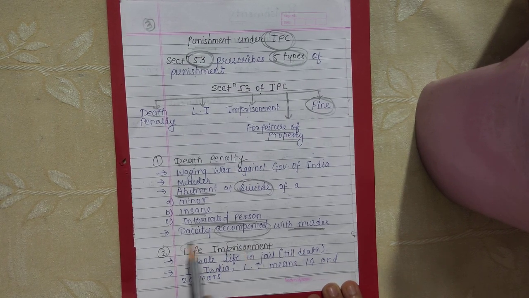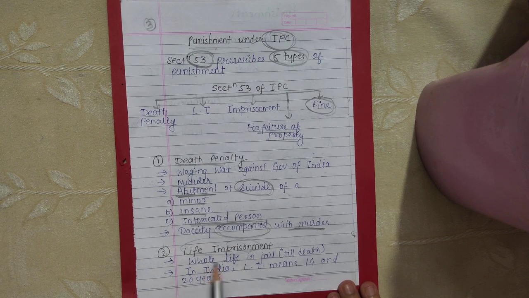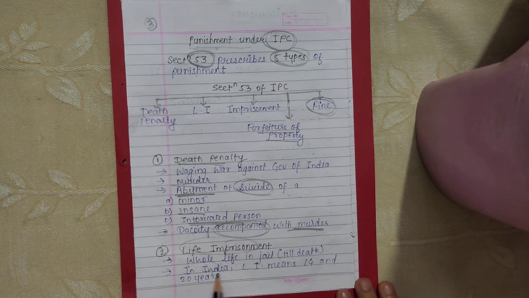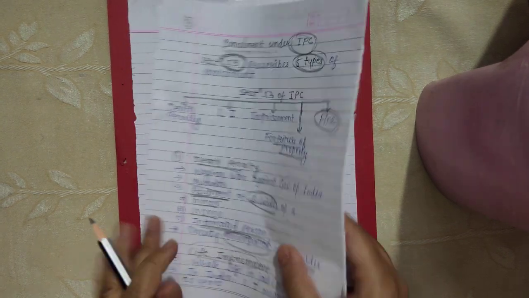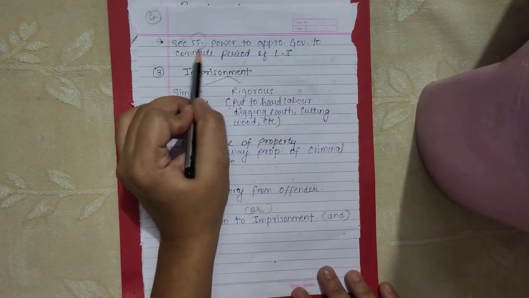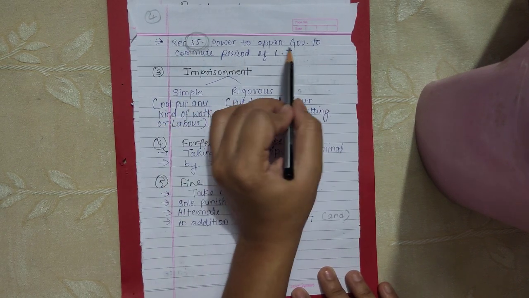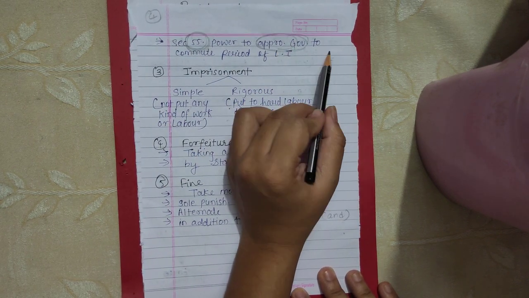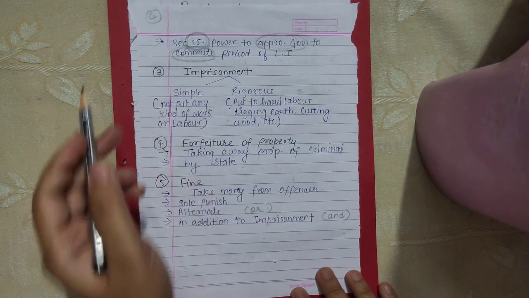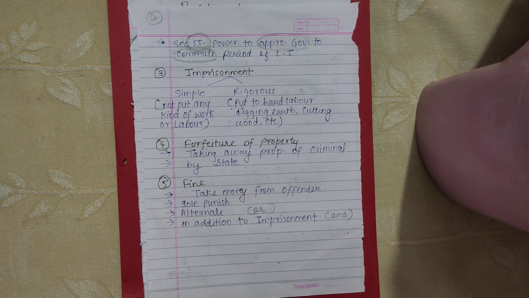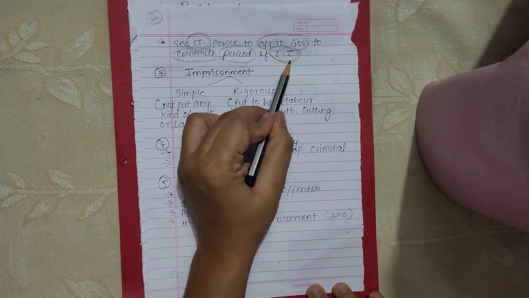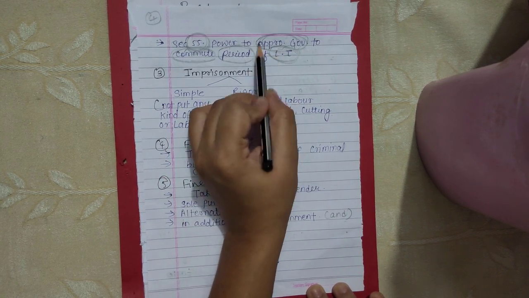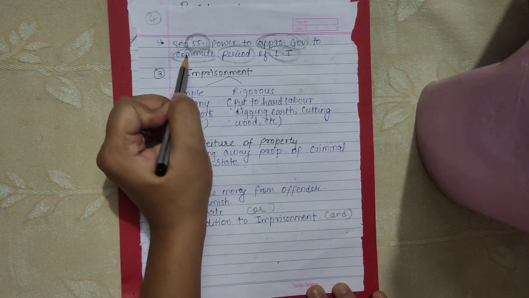Next, life imprisonment. No doubt life imprisonment means whole life in jail till death, but in India this concept is different. Life imprisonment means 14 to 20 years. Section 55 of the IPC empowers the appropriate government to commute. Commute means to change one punishment to another punishment. Commute the period of life imprisonment. This power is given to the appropriate government under section 55 of the IPC.